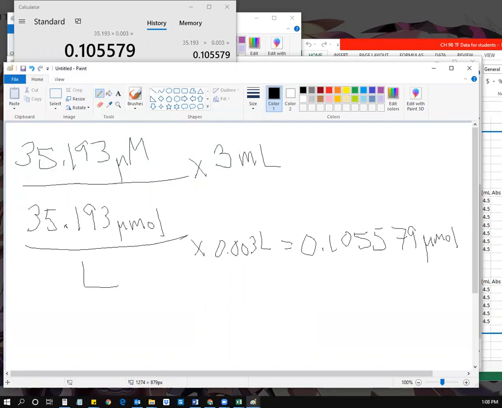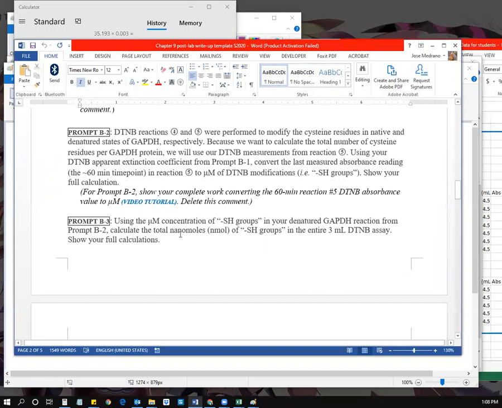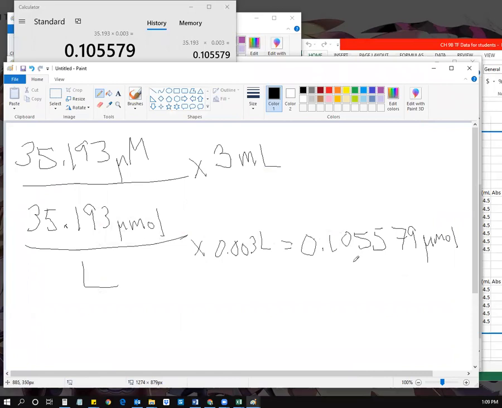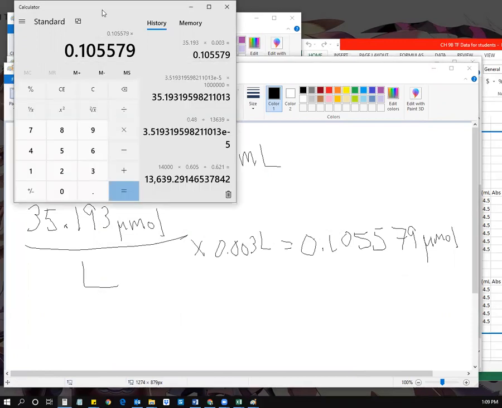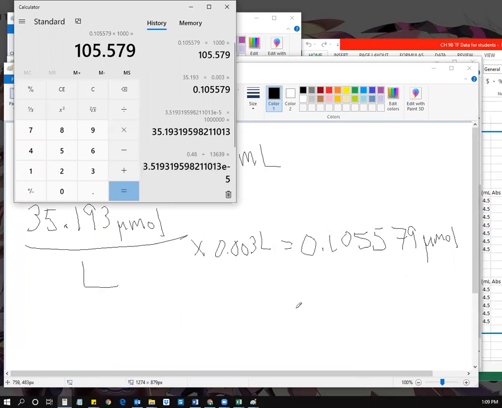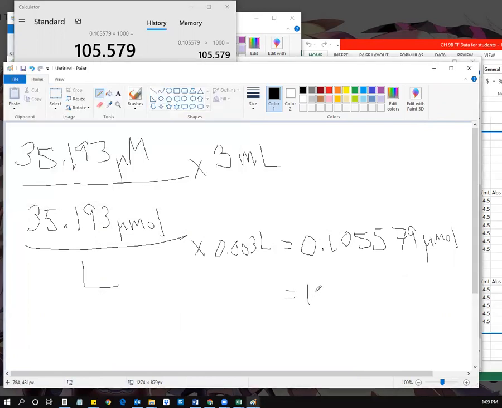But the post-lab write-up is asking us to report our answer in nanomoles. So we have to do another conversion here. We know that there are 1,000 nanomoles for every micromole, so we can just multiply our answer by 1,000. And our final answer should be 105.579 nanomoles.